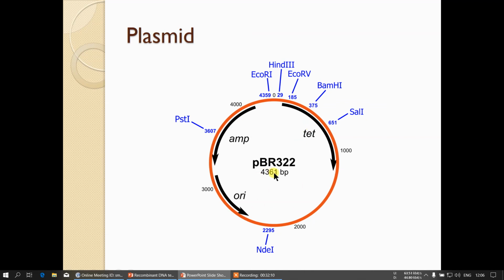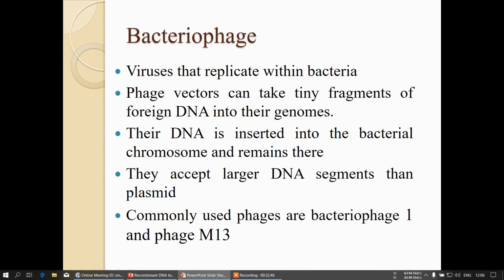And how many total base pairs are present? 4361 base pairs are present. In that base pair sequence, different restriction endonuclease enzymes act: EcoRI acts here, HindIII acts here, EcoRV acts here, BamHI acts here, SalI acts here. Each and every restriction endonuclease has a specific cut sequence which is known to us in the plasmid. So it is very routinely used as a vector for recombinant DNA technology.